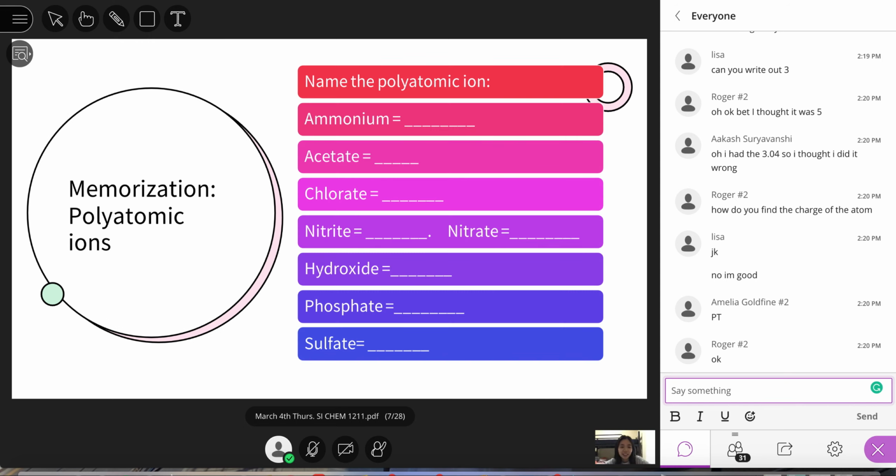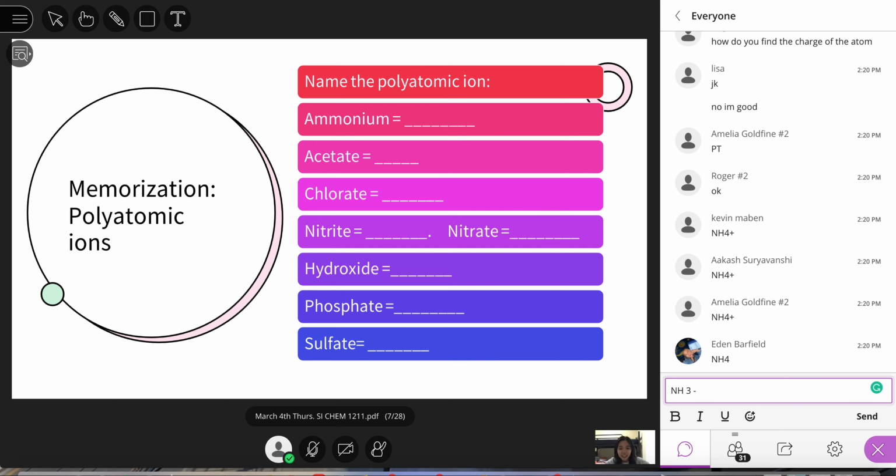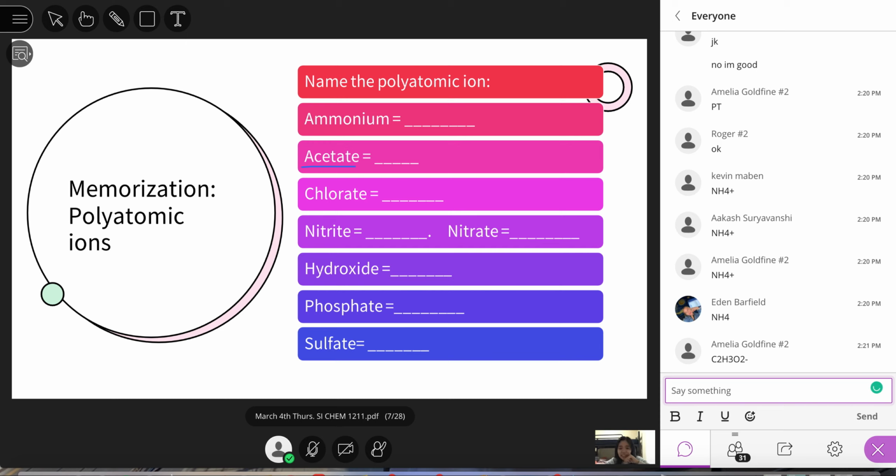Name the polyatomic ion. These should be memorized really fast. If you went to my old SI sessions, this should go by really, really fast. Just to know it, because you'll probably see some of these. Yes, that's correct. What about acetate? This one's a little longer, but you might see it.